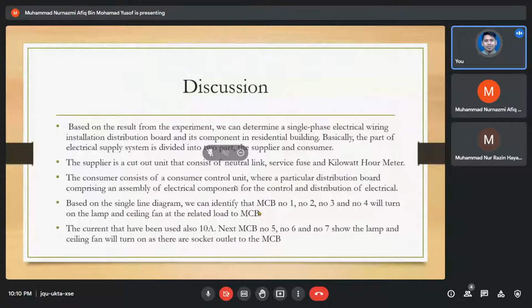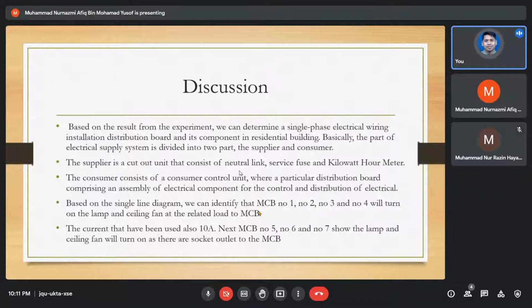Okay, I will present the discussion. Based on the results from the experiment, we can determine a single phase electric wiring installation, distribution board and its components in a residential building. Basically, the electricity supply system is divided into two parts, the supplier and the consumer. The supplier is a cut out unit that consists of a neutral link, service fuse, and kilowatt hour meter. The consumer consists of a consumer control unit, a distribution box comprising an assembly of electrical components for the control and distribution of electricity.